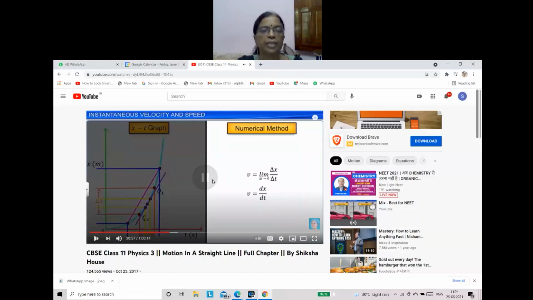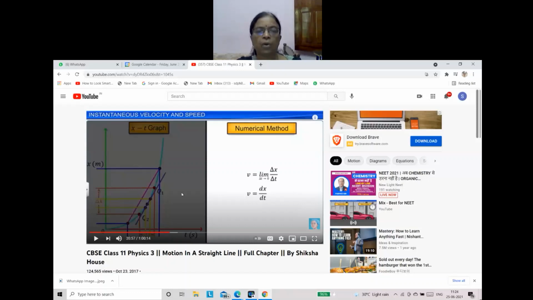Let's solve a problem. Here we have seen that we reduced the time interval, and at last we got an instant. When it reaches an instant, just draw a tangent to that point and find the slope of that line. That will give the instantaneous velocity. Children, that method is slightly difficult, but an easier method is there in mathematics. That is what we are discussing here.